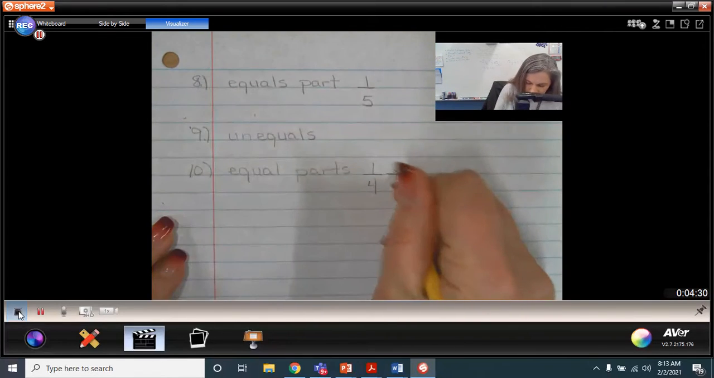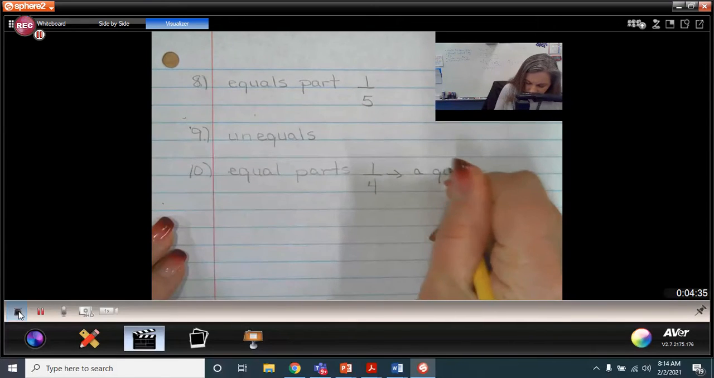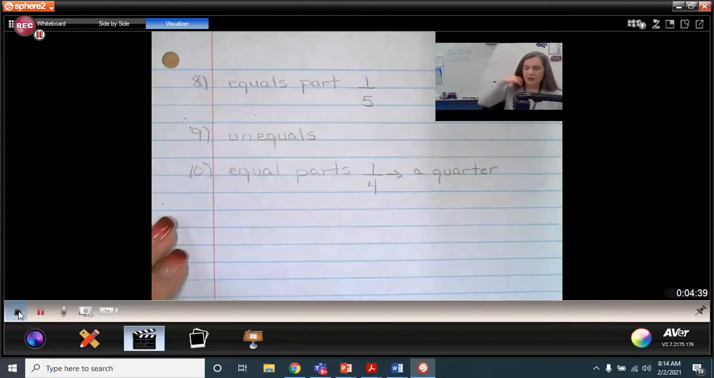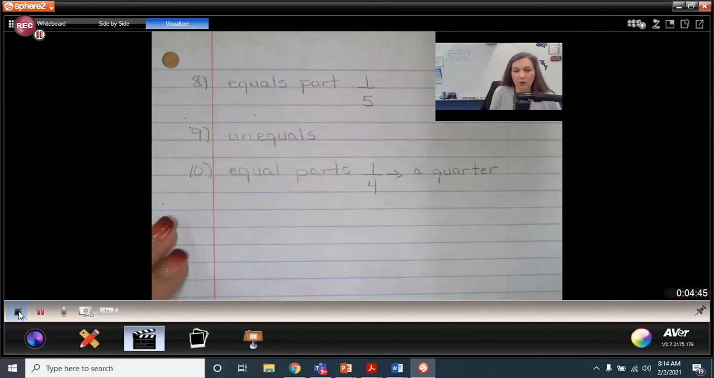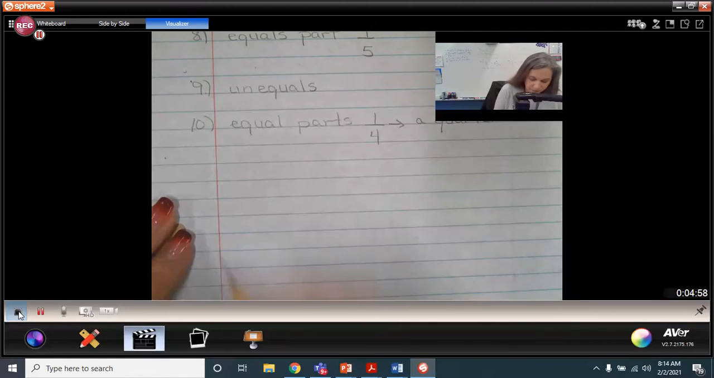I'm going to just put that to the side here because if you remember, a quarter is one of 4 equal parts. So $0.25 is one of the 4 parts. A quarter of the clock is 15 minutes of the clock. So remember, we have already discussed what the word quarter means. It means 4 equal parts, quarter. Let's look at number 11.